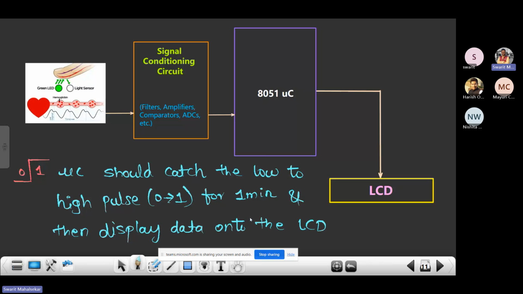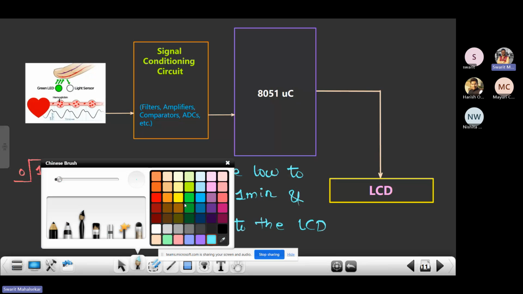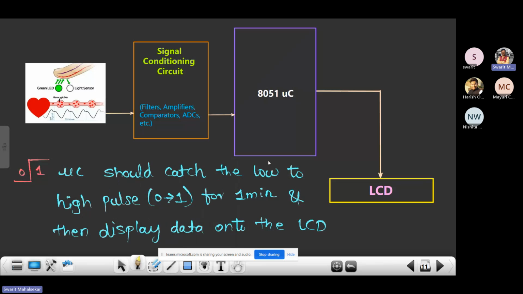So with this particular line, we can understand two important things, and those are as follows. The very first thing is that we need to catch the low to high pulse. That means we need to count the number of pulses which occur within a minute. Again, I'll repeat. Our microcontroller should catch a low to high pulse, that means a 0 to 1 pulse, for around 1 minute.